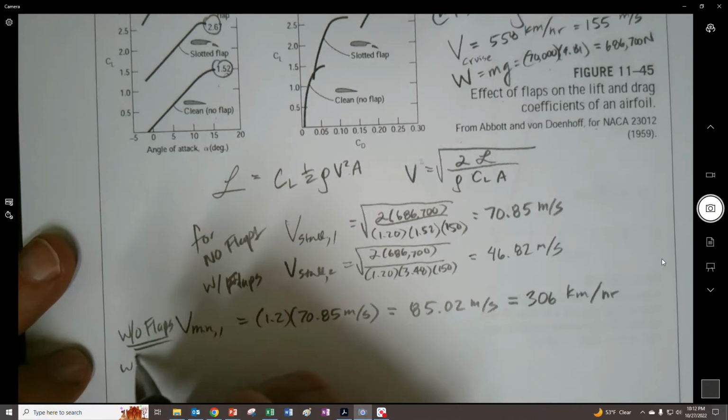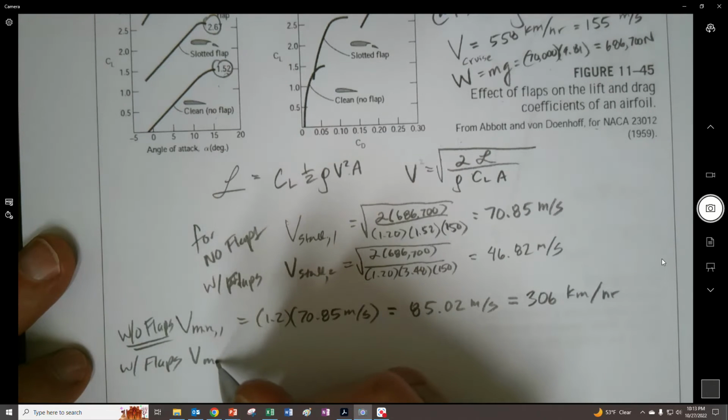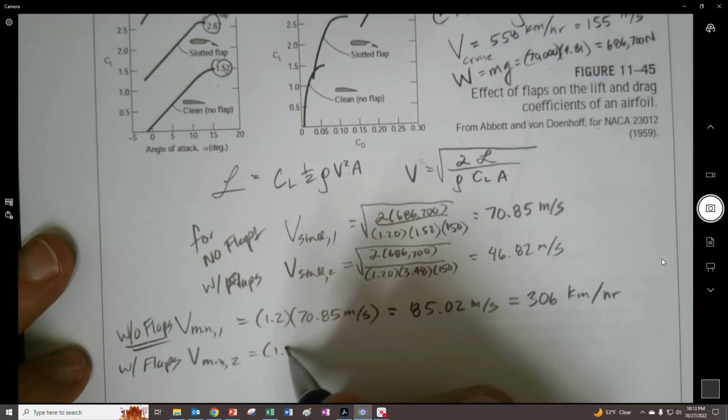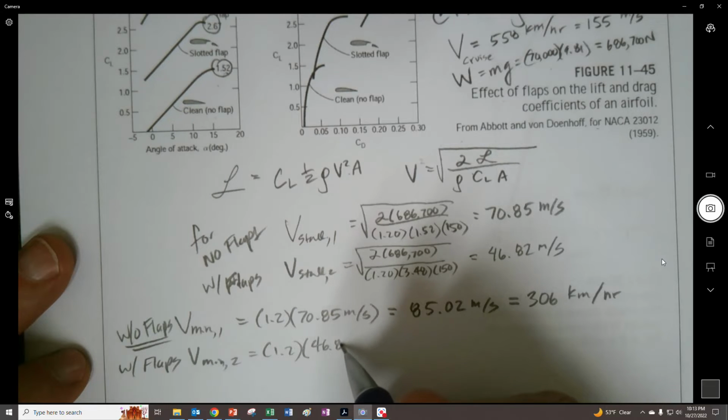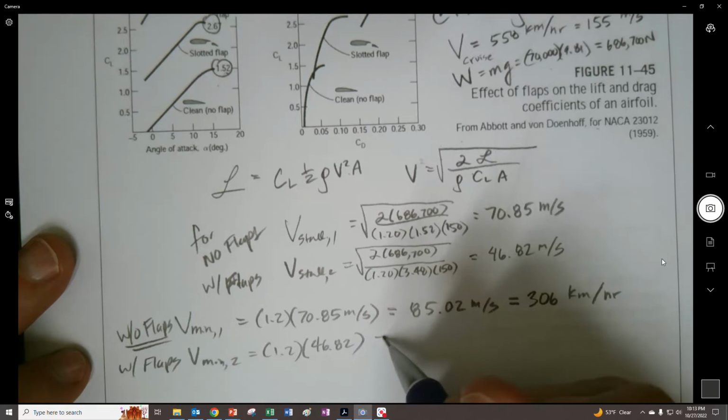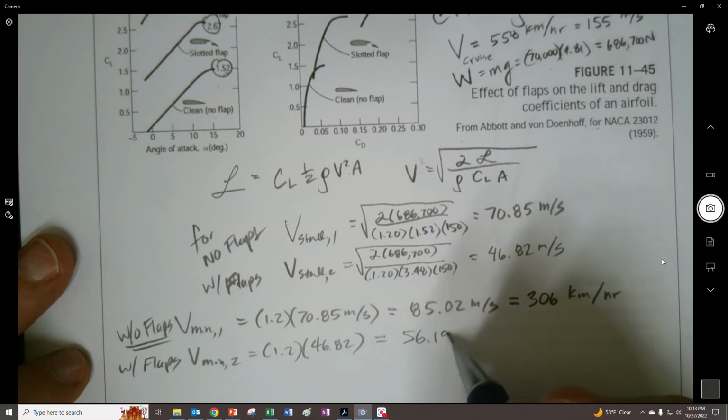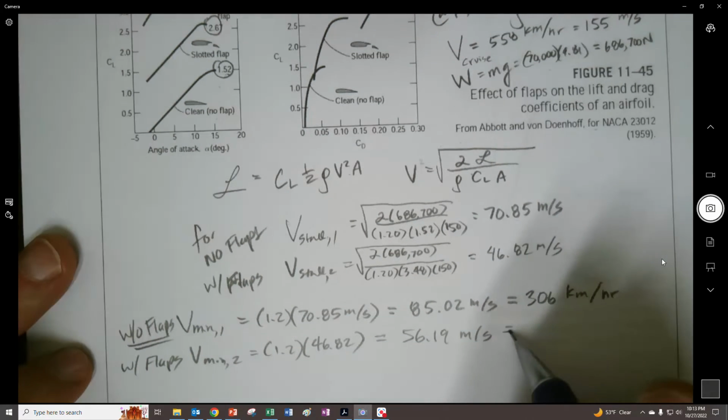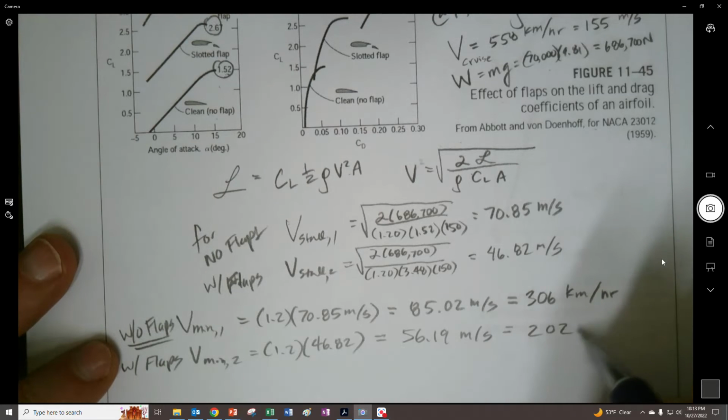And then with the flaps, the Vmin 2 is 1.2 times 46.82, and that's going to end up getting 56.19 meters per second, which we find out is 202 kilometers per hour.